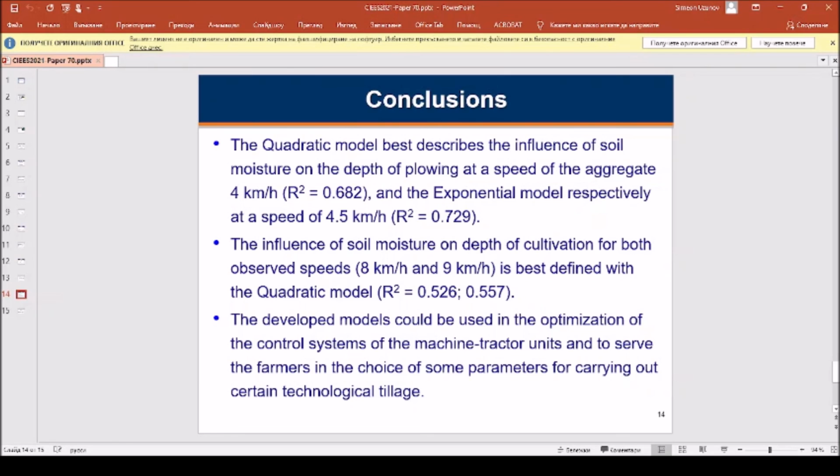The influence of soil moisture on the depth of cultivation for both observed speeds, 8 km per hour and 9 km per hour, is best defined with the quadratic model. R squared is equal to 0.526 and 0.557. The developed models could be used in the optimization of the control systems of machine tractor units and to serve farmers in the choice of some parameters for carrying out certain technological tillage.